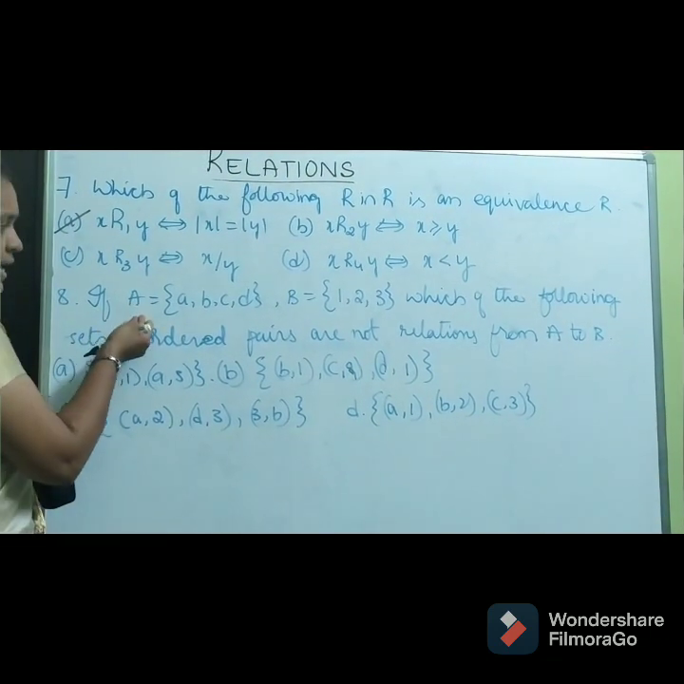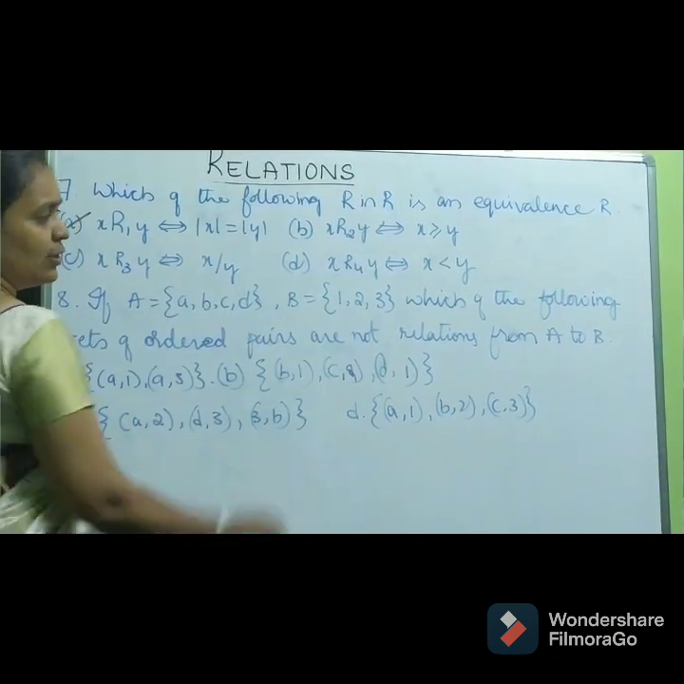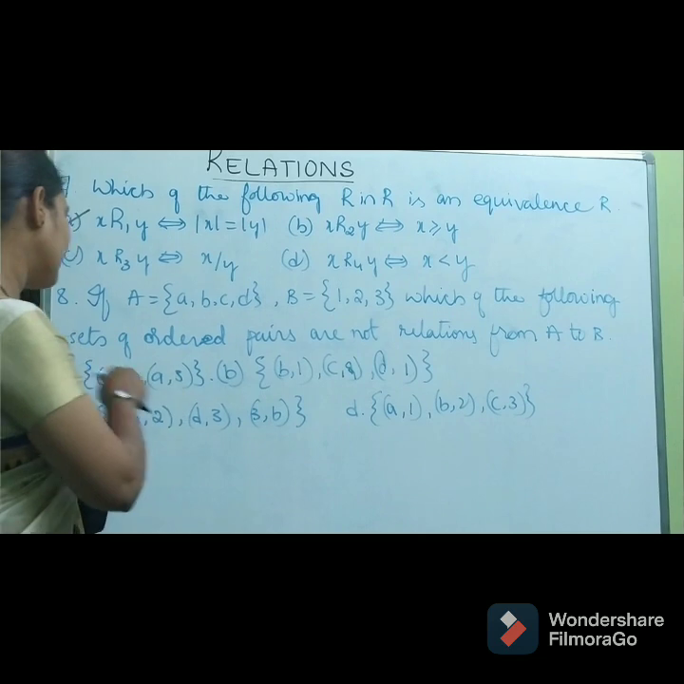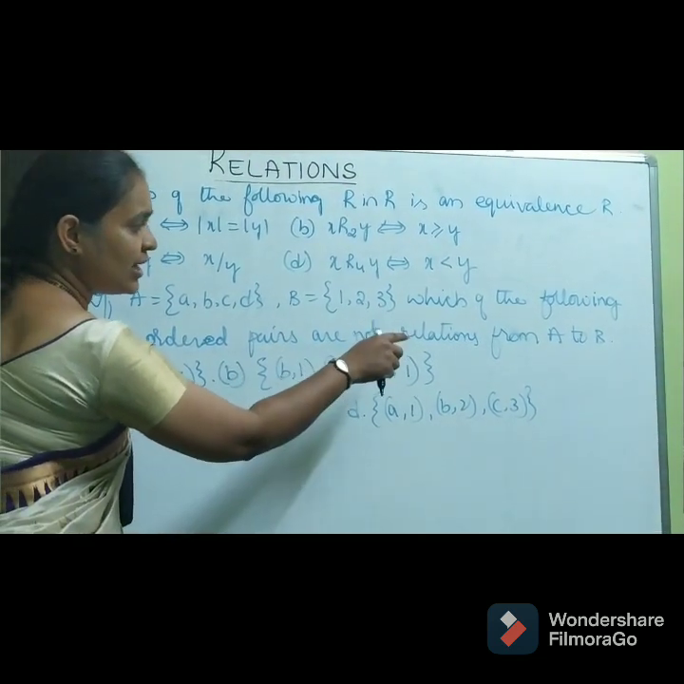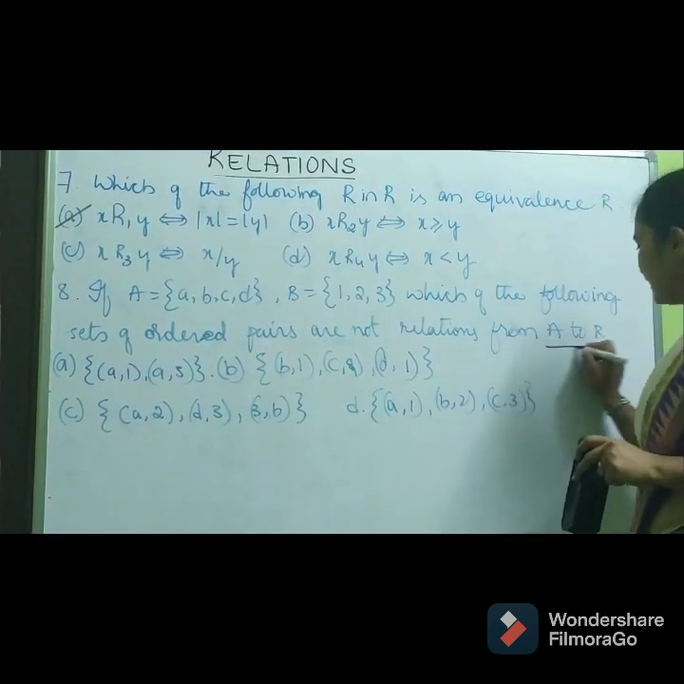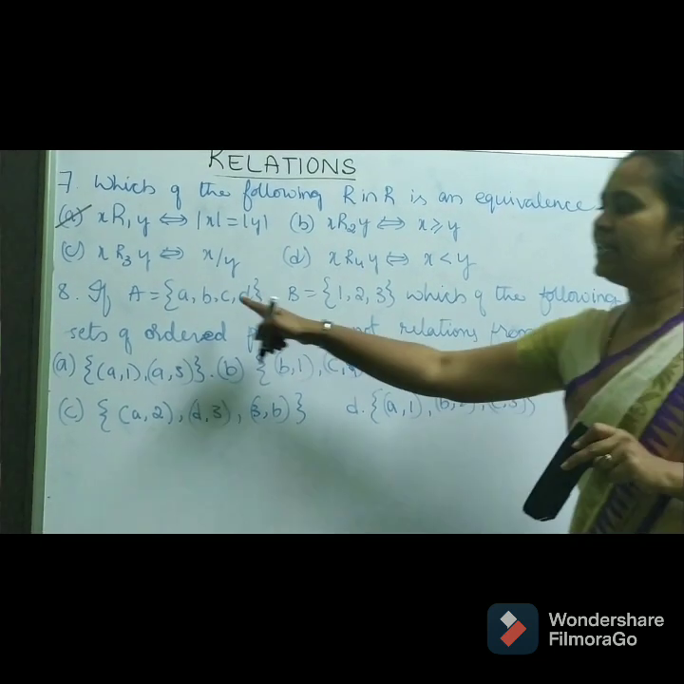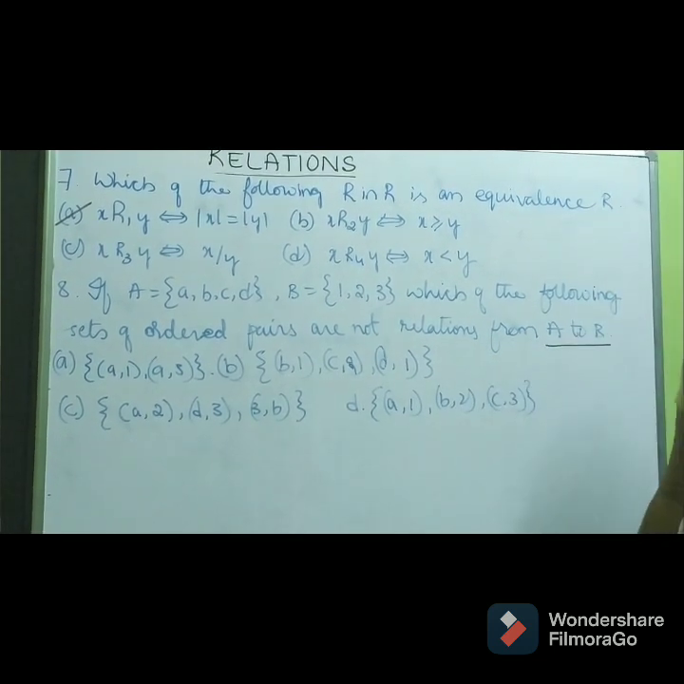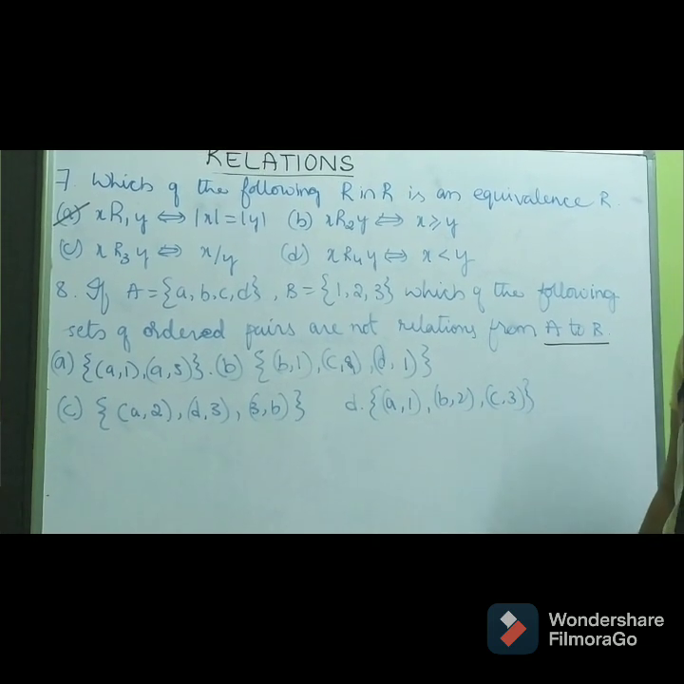Eighth one, if set A is equal to {a, b, c, d}, set B is equal to {1, 2, 3}, which of the following sets of ordered pairs are not relations from A to B? See, this is very important. They are telling A to B. A to B means first elements must be in A, second elements must be in B. They are asking which ordered pairs are not the relations from A to B.